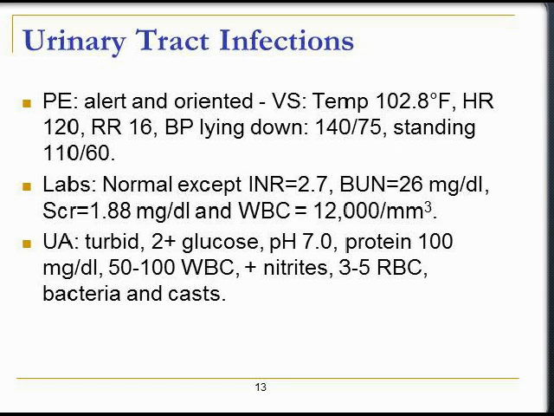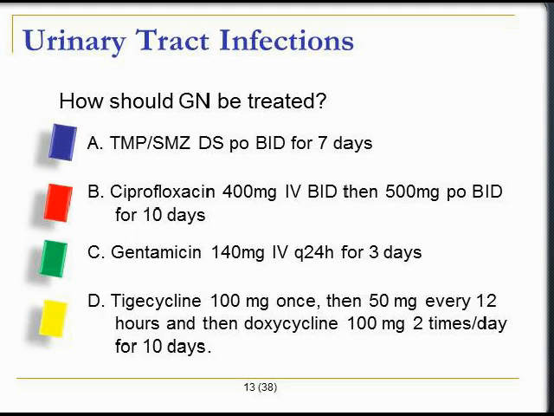A UA is performed, and it's shown to be turbid, have glucose in there, pH of 7, protein of 100. Some of those things are more specific for her diabetes than the urinary tract infection. But she does have white cells, 50 to 100, positive nitrates, 3 to 5 red cells, bacteria, and casts. So a number of things there would tip you off to the fact that she has a urinary tract infection, including the white cells, positive nitrites, bacteria, and casts.